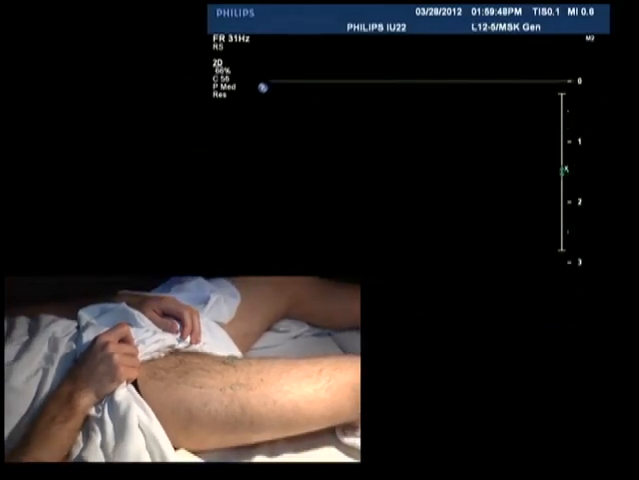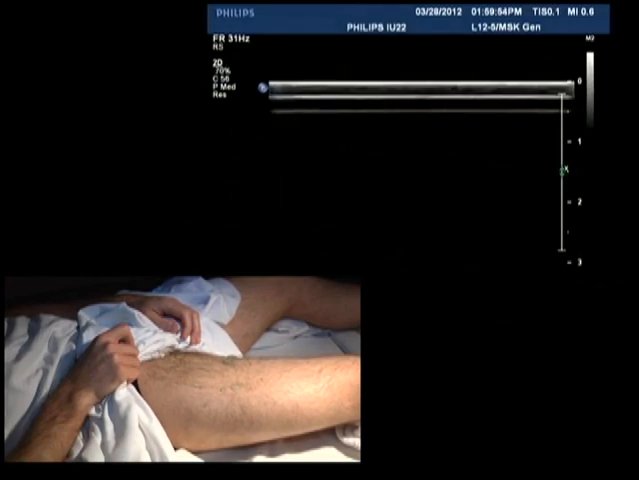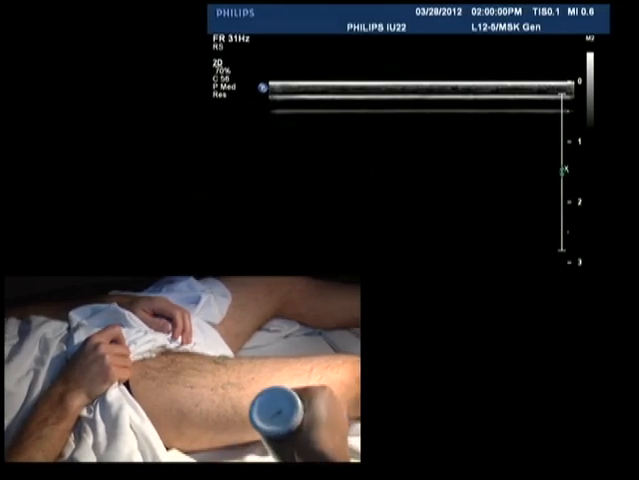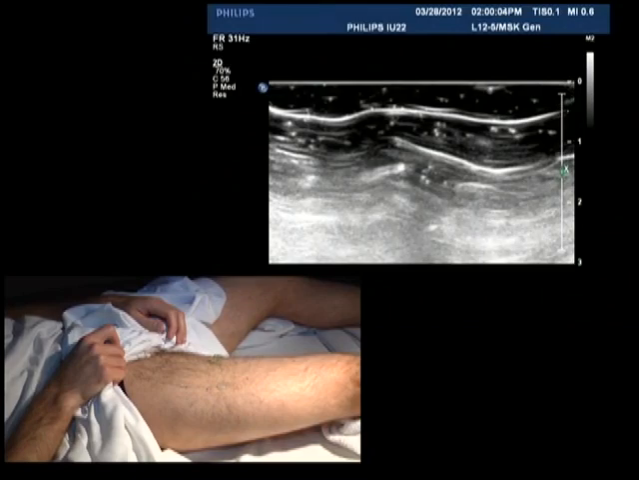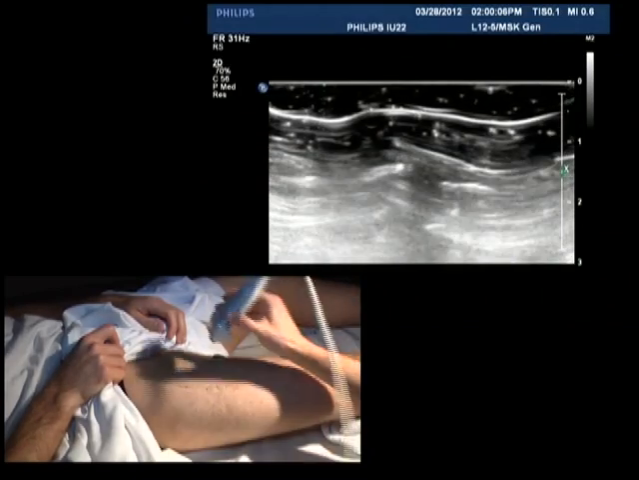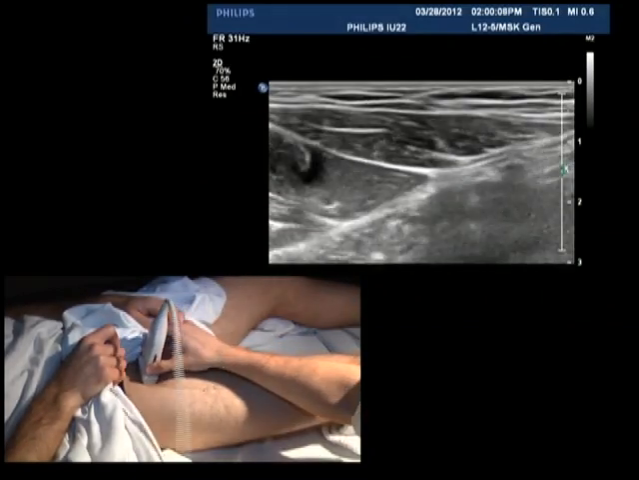Okay, so let's switch to the 12 megahertz transducer. I think it's hiding behind that one. Thank you. So I'm going to look at some of those same structures, but just point out some of the differences in appearance. If we're looking at the iliopsoas tendon, often I'll use the higher frequency transducer quite a bit more here.